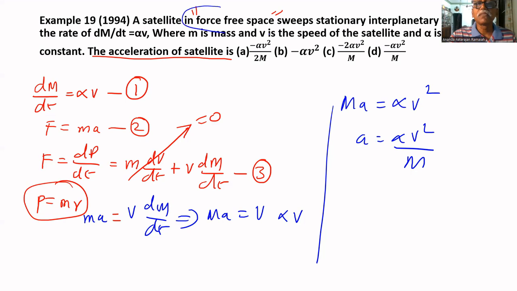Force free space, no force. That's why it is a deceleration. That's why the minus sign.